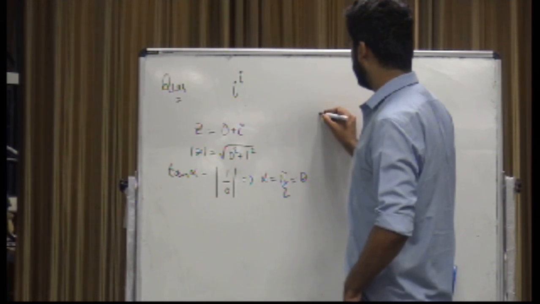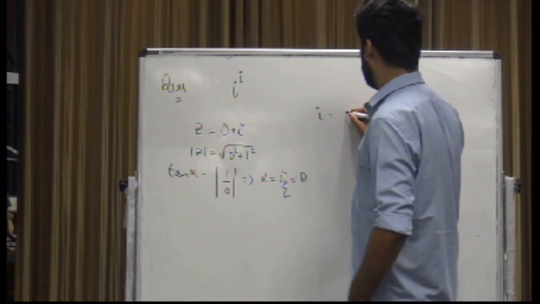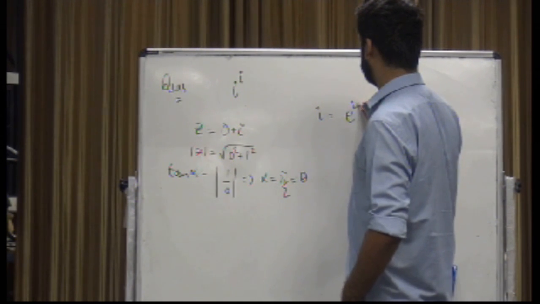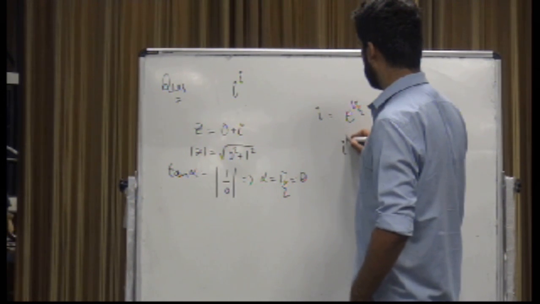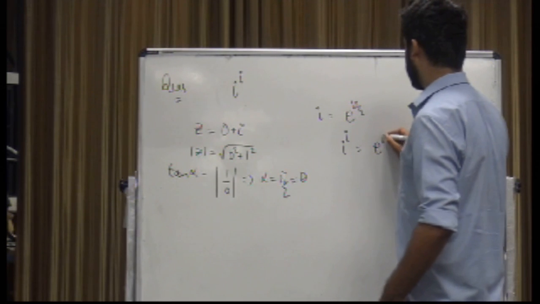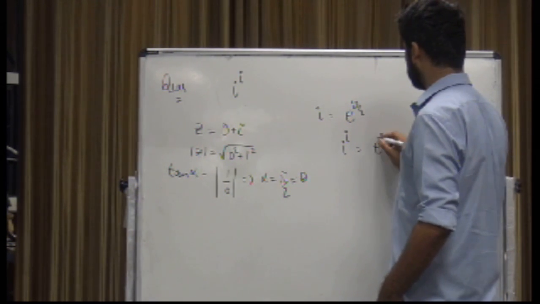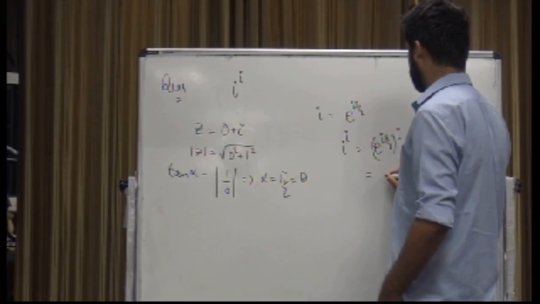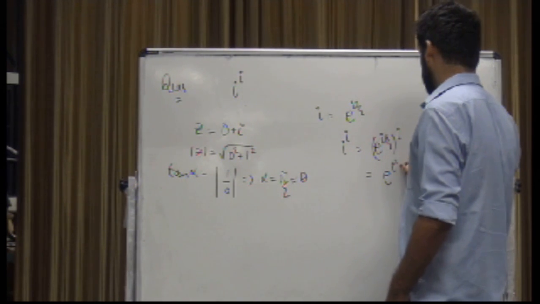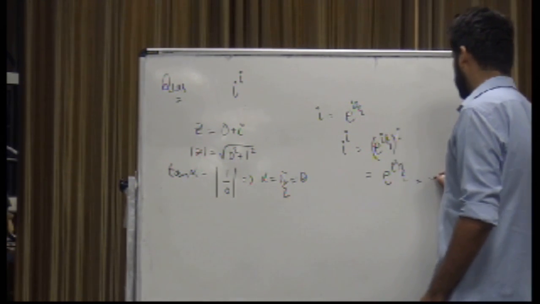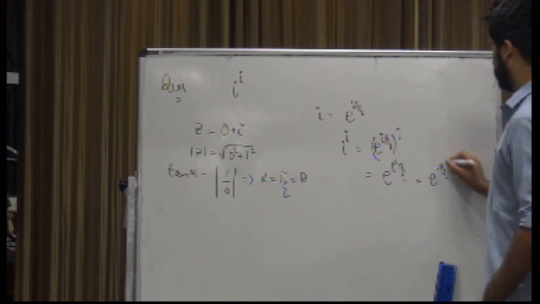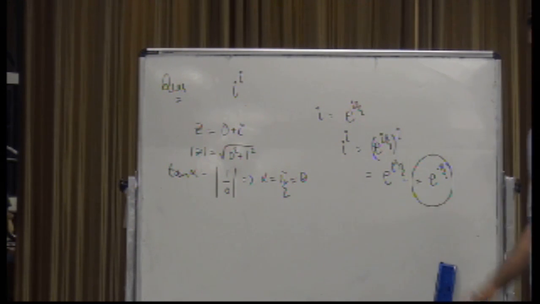So in the first quadrant, alpha is equal to theta, right? So I can write iota as 1 e to the power iota pi by 2. So iota to the power iota will be e to the power iota pi by 2, whole to the power iota. So this becomes e to the power minus pi by 2, since iota square is minus 1. So you can see that this is a real number.